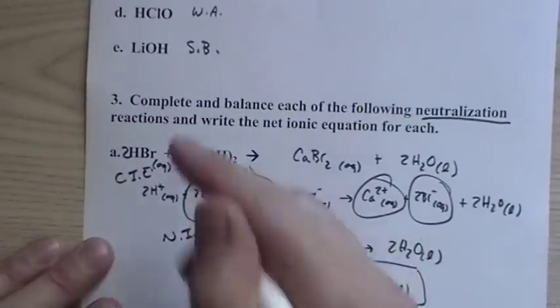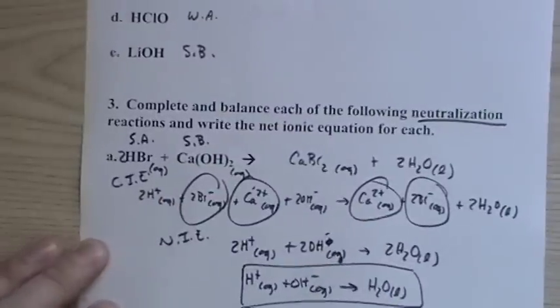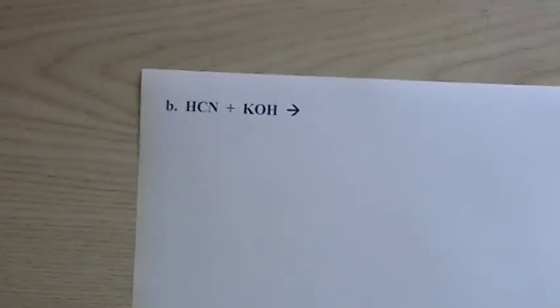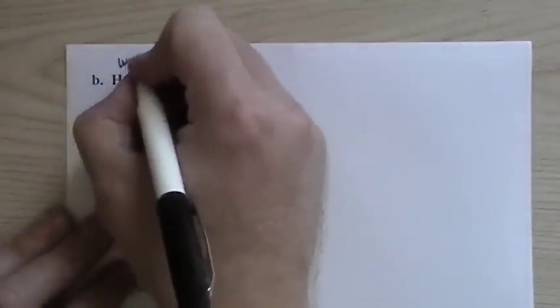Okay, now I should say, this was a strong acid, strong base. I have three more here to count for the different kinds of reactions that we can see with acids and bases. Now this is a weak acid and a strong base.